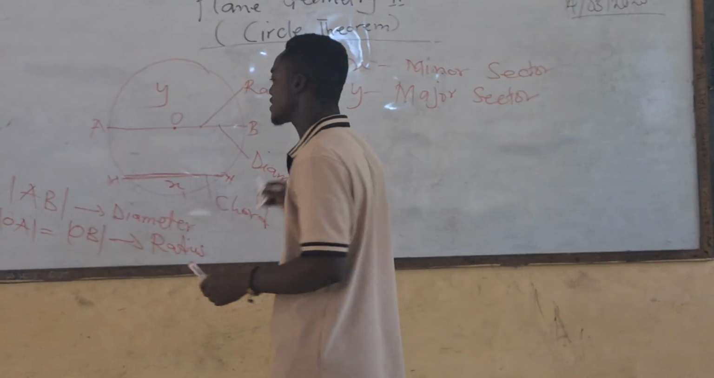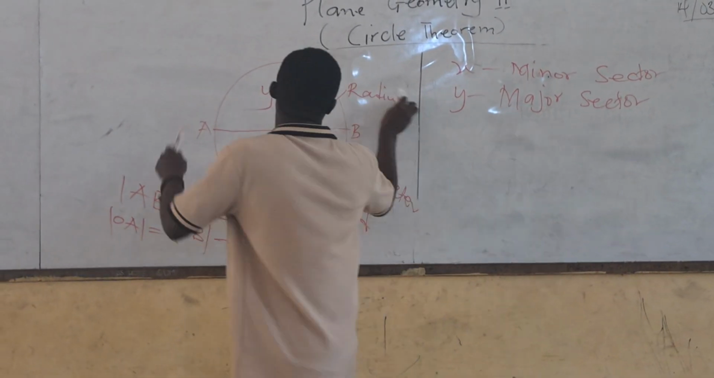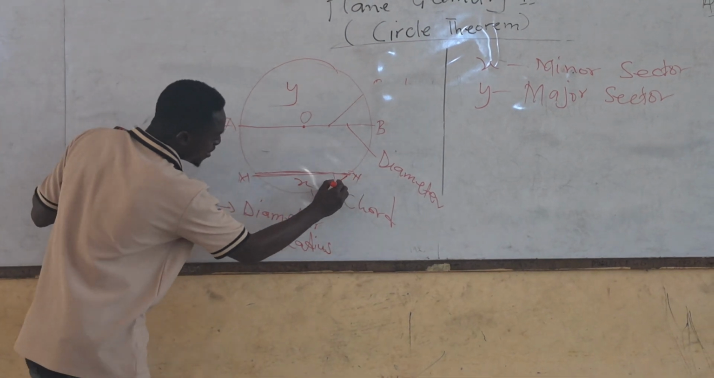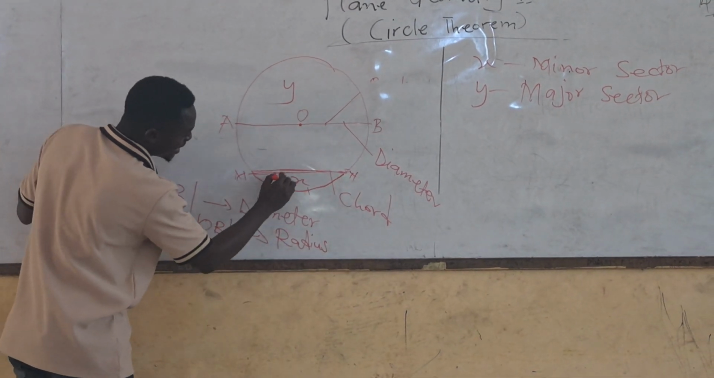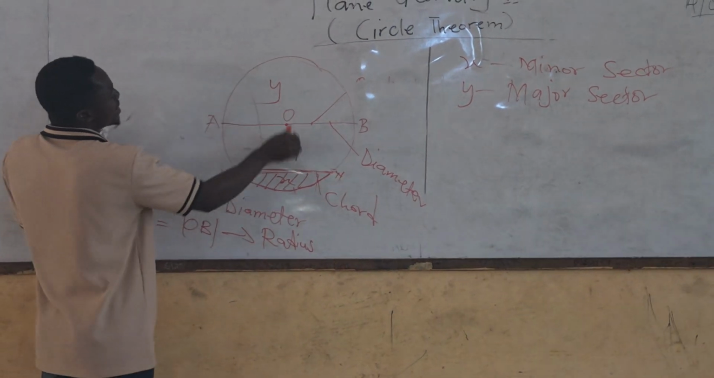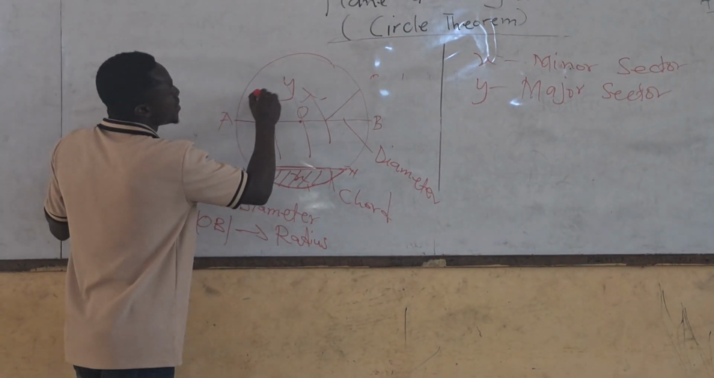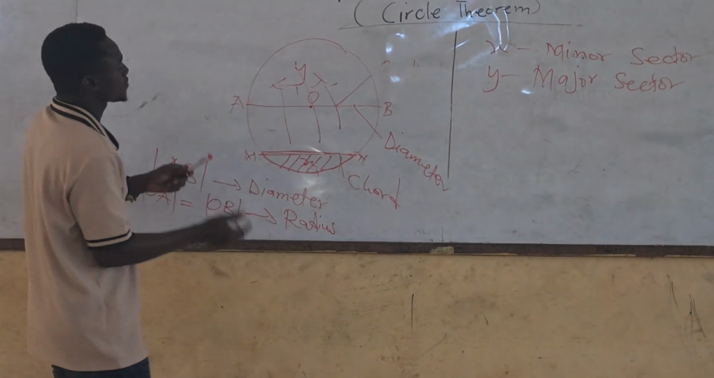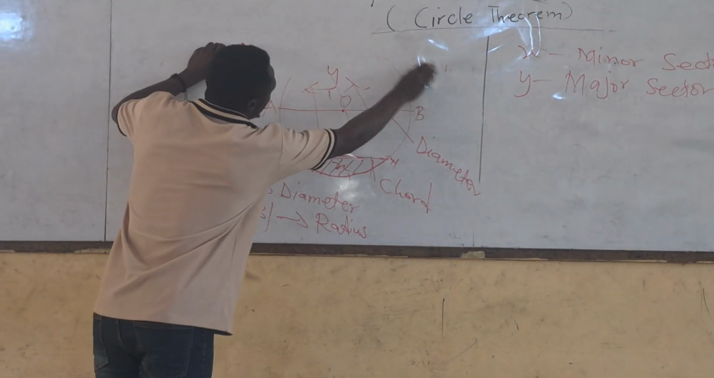Now we move on to the properties. So let's start with property 1. Somebody may ask, what about this one? This is called a sector. So this is called the minor sector, and the other one is called the major sector. Now, let's start with the properties.